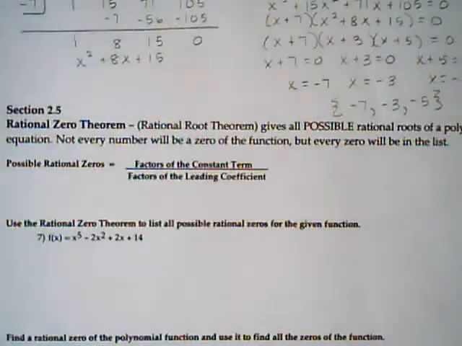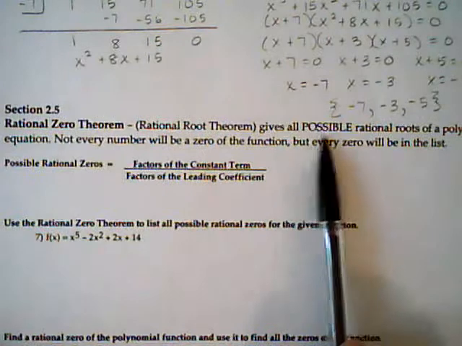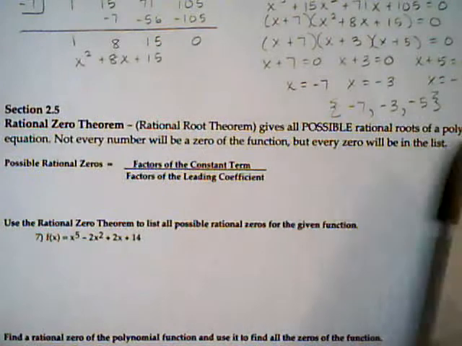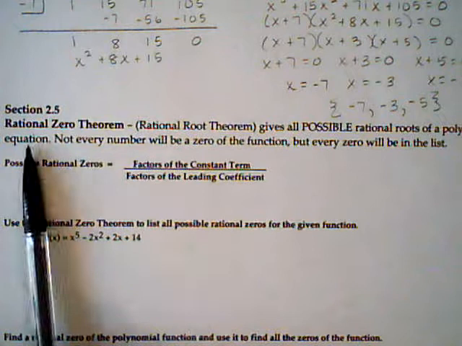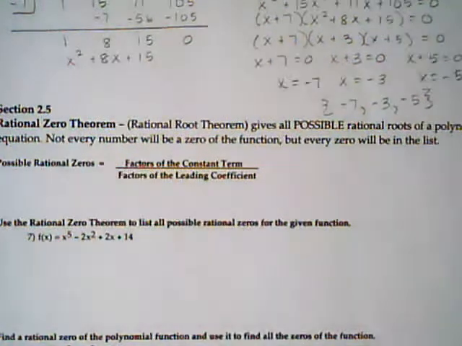The next theorem we're going to talk about is called the rational zero theorem, or sometimes the rational root theorem. This is from section 2.5. We're not going to do all of this section, just parts of it. The rational zero theorem gives you all the possible rational roots of a polynomial equation. Not every number will be a zero of the function, but every zero will be in the list.